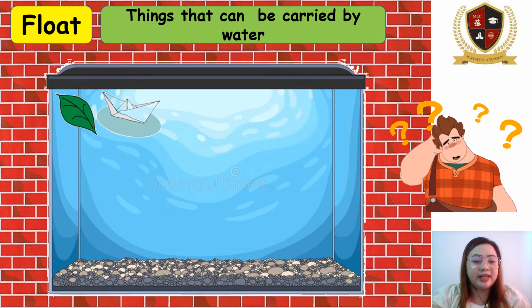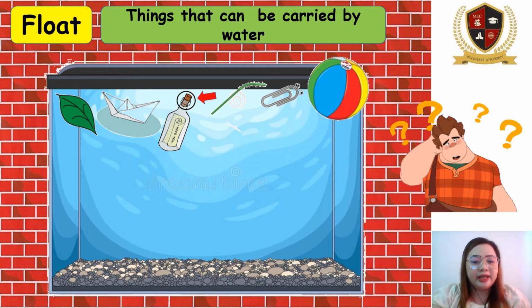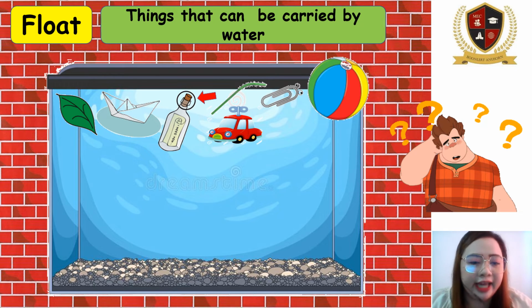Another one is a paper boat. A paper boat can float on the water. Another one is the cork. And then another one is a drinking straw. Next is a paper clip and a beach ball or a toy car made of plastic. Okay, again, these are the things that can float on the water.